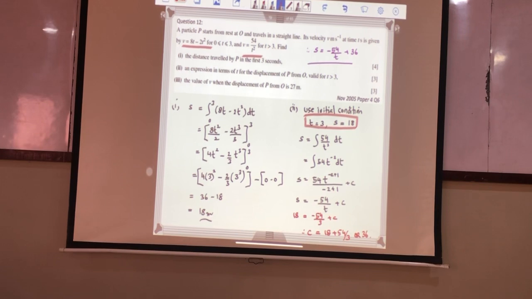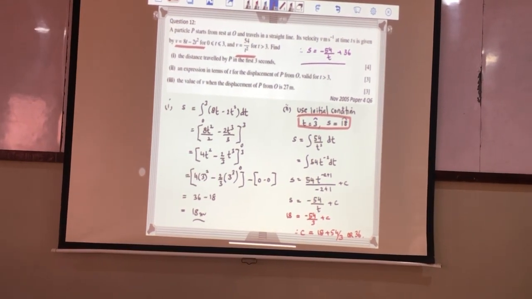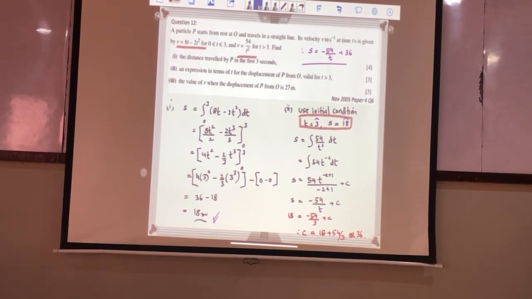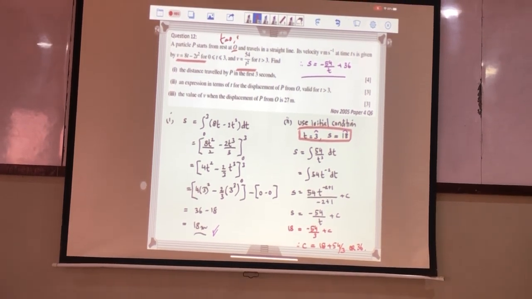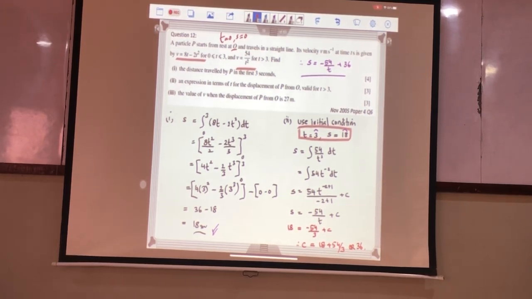I have to use an initial condition. When t is equal to 3, s is equal to 18. How do I get this? I get this from here, because initially it starts from rest at O. When a particle is at O, the displacement from O is 0. After 3 seconds, the displacement is 18 meters.